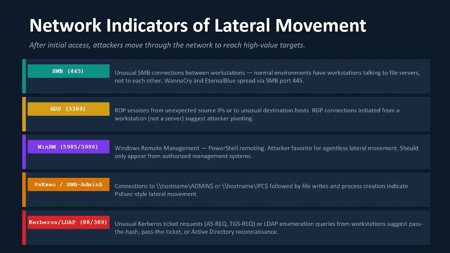And then finally, Kerberos and LDAP. LDAP stands for Lightweight Directory Access Protocol, and Active Directory uses LDAP, and there are a lot of other LDAP-type systems out there. But LDAP queries or Kerberos ticket requests, things of that nature, could be an indication that someone is trying to elevate their access to find other user accounts or find other systems that they can try logging into.